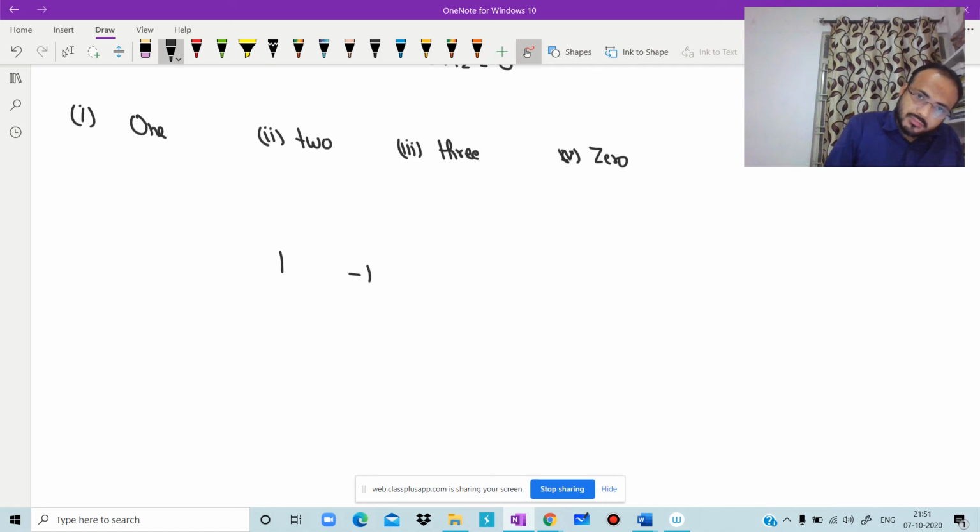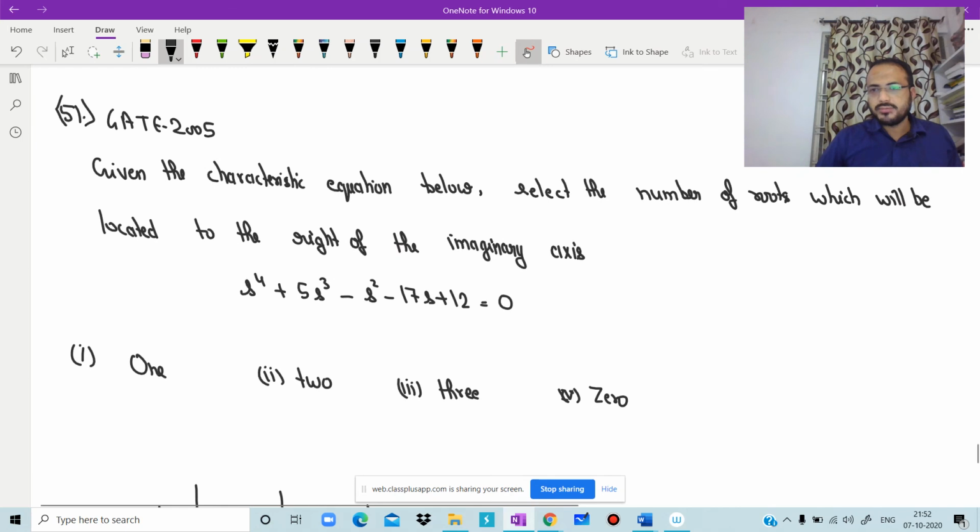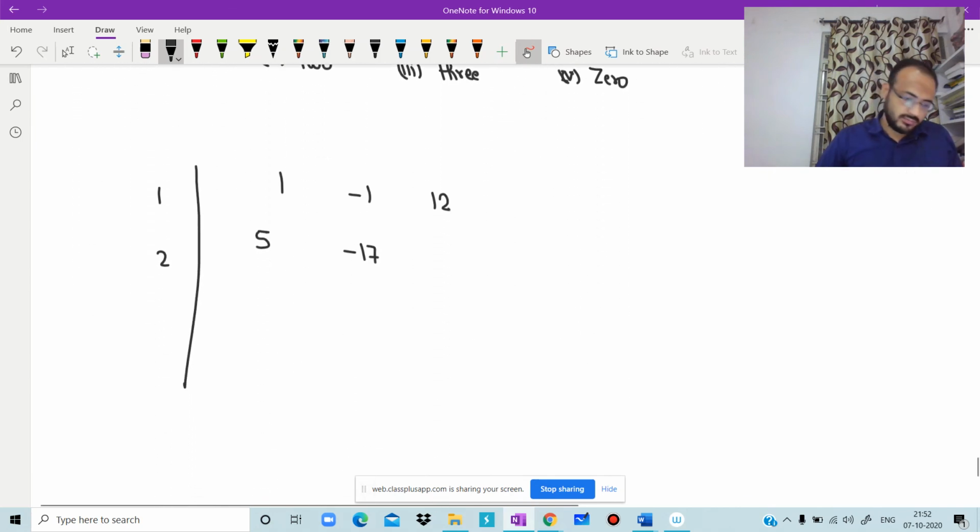1, minus 1, 12, 5, minus 17. Is it clear? One second. The order of this one is fourth order, so we will get 5 rows. So we will get this value: this minus this divided by this, minus this divided by this.